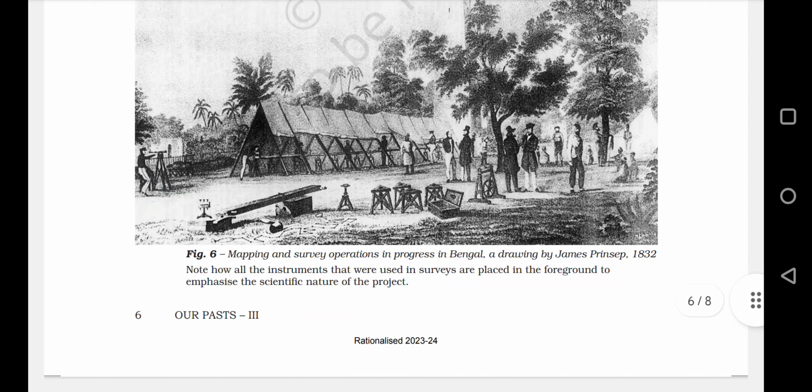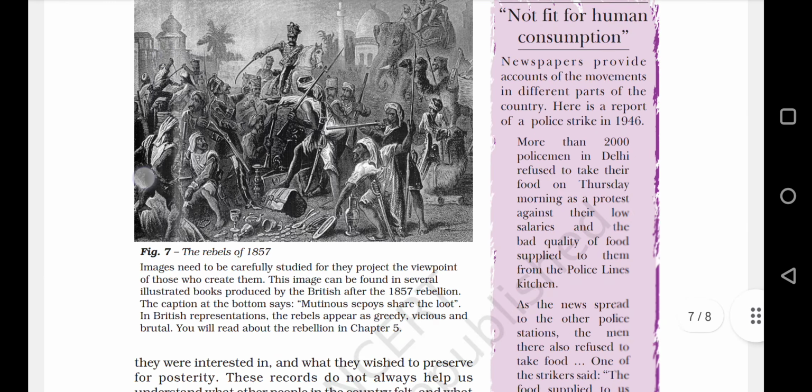Then we have one more picture, that is actually mapping and survey operations which were being done in Bengal. So it was drawn by James Prinsep in 1832. So these dates we need to remember.